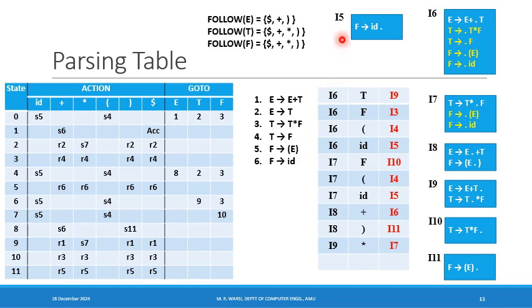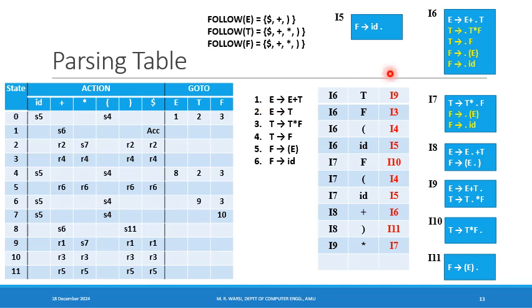So in state number 5, we'll perform reduction based upon production number 6 for the symbols in the follow of capital F. Follow of capital F contains dollar, plus, star and right parenthesis. So you can see that in state number 5, we are performing reduction based upon production number 6 for the symbols plus, star, right parenthesis and dollar, which are in the follow of capital F.